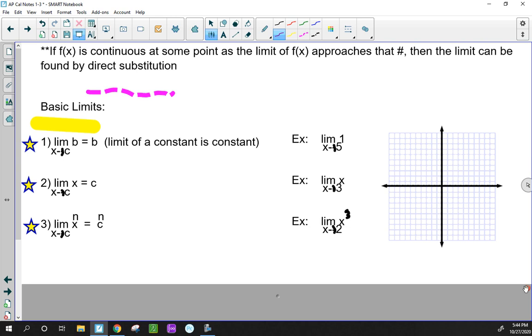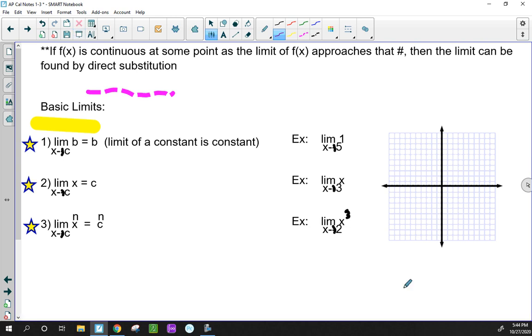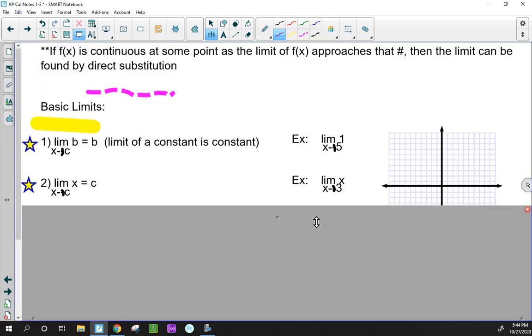Some basic properties. These are the properties for limits, and they will help you answer some of the easier questions. These are important, and you need to start memorizing them. The limit of b as x approaches c: the limit of a constant is a constant. That's what it's saying. So the limit of b as x approaches some value is going to be the same as b.